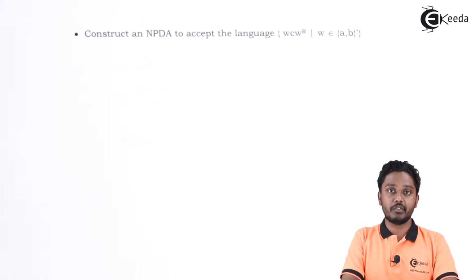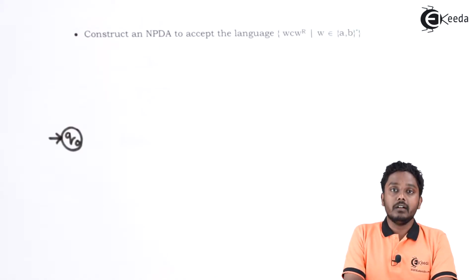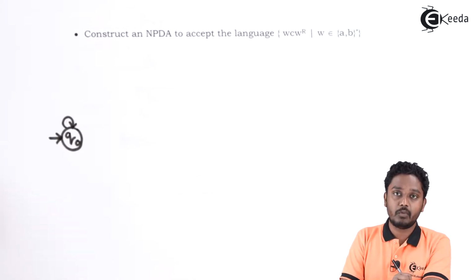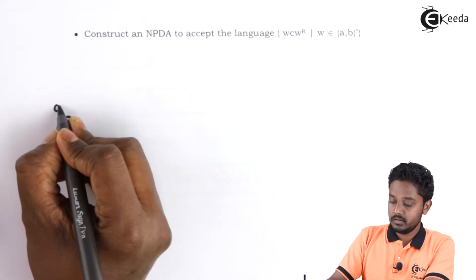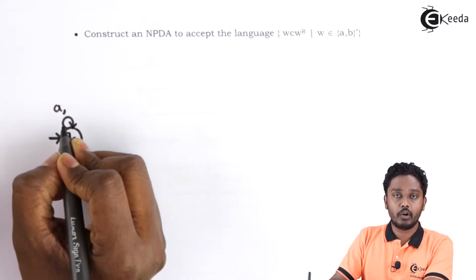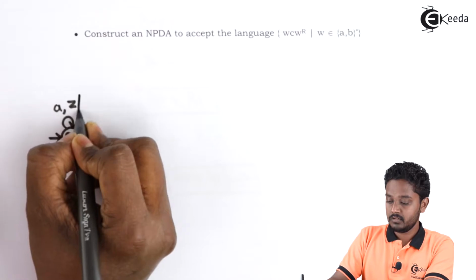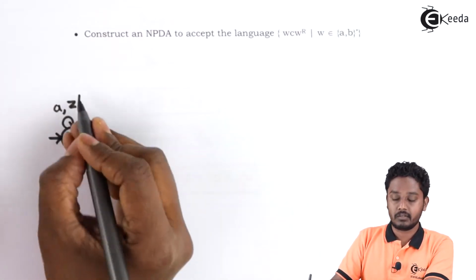Let's start with the construction of NPDA. The idea we're going to use over here is whenever we have an A, we will push, let us say, 0. Whenever we have a B, we will push a 1. Initially, the stack would be Z. A on a Z would get 0Z.